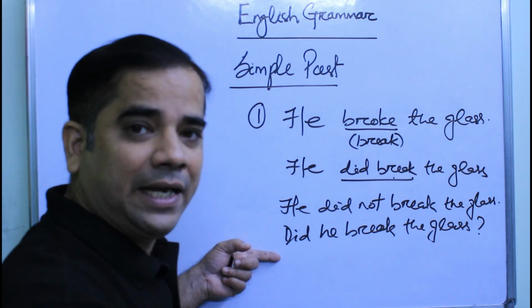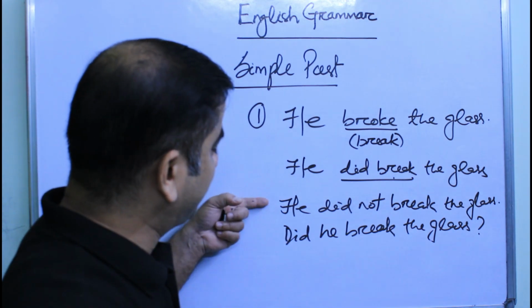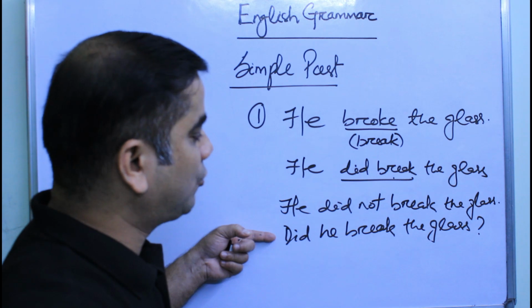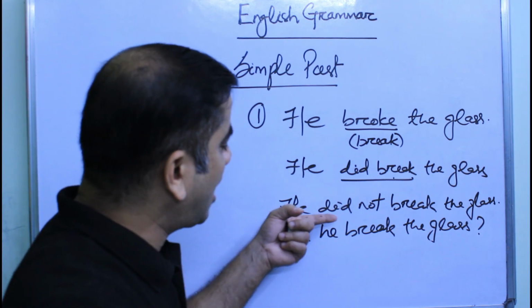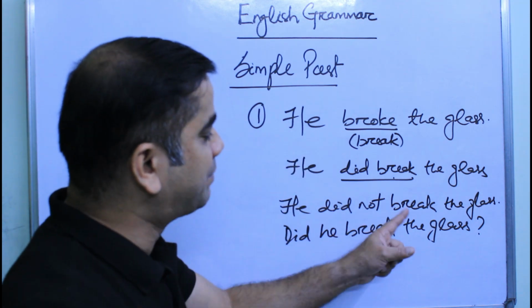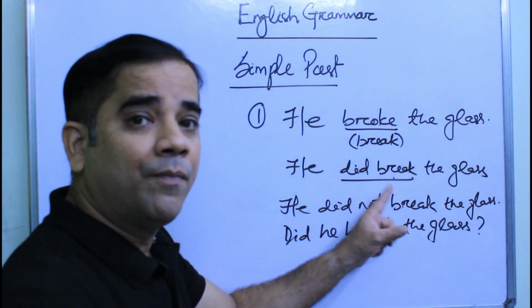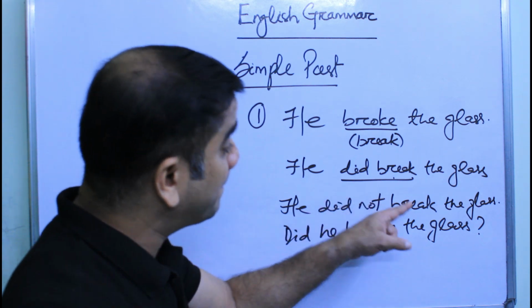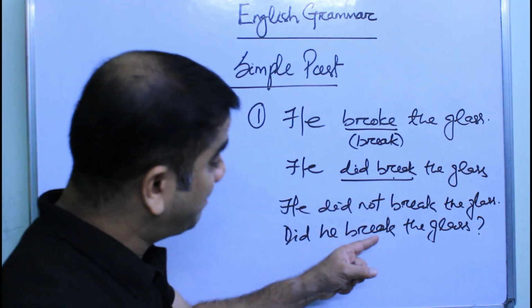Here you can clearly see in both the cases, negative sentence and interrogative sentence, what we have done? We have brought the helping verb out of the main verb. That's why it leaves the V1 form of the main verb. He did not break. Did he break?